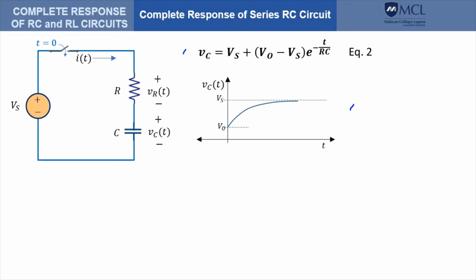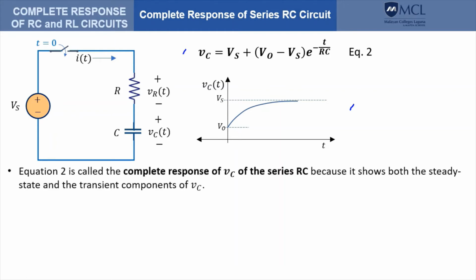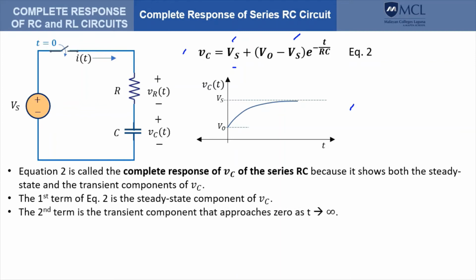So what can we say about this equation and the plot? First, equation 2 is called the complete response of v sub c of the series RC, because it shows both the steady state component and the transient component of v sub c. The first term is the steady state component of v sub c, so it is a constant. And the second term is what we call the transient component, which is an exponential function of time.